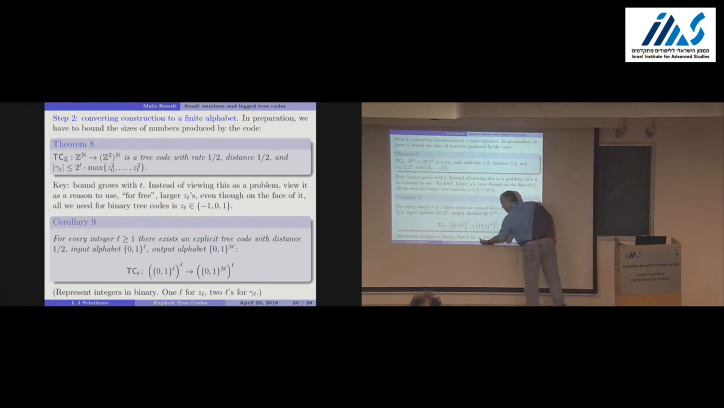So the 3 comes because there was whatever size the z's were, and then the gammas could be bigger than that by a factor of 2 to the L. So, okay.